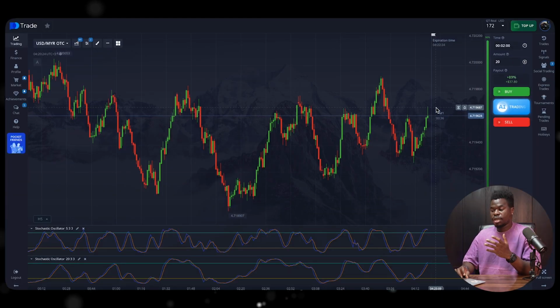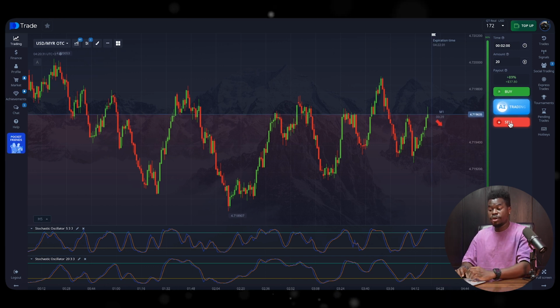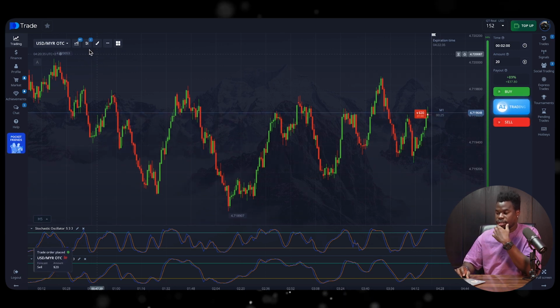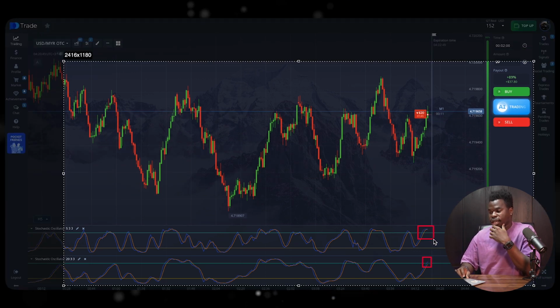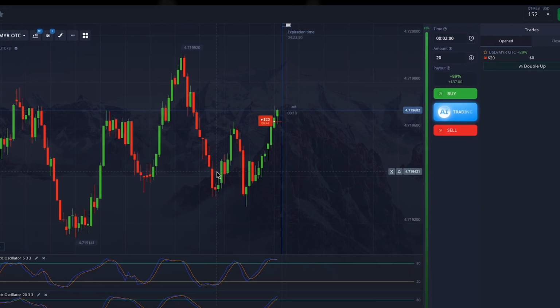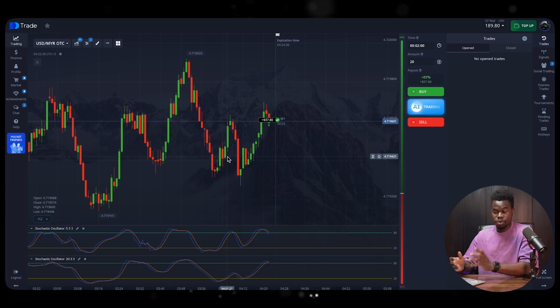Let's continue towards our goal, $200. Analyzing the market, I spot another opportunity on USD MYR and open a downward trade for 2 minutes. Again, the stochastic lines cross, plus a strong resistance level where price has repeatedly reversed. So the trade closes with great profit, although it was quite stressful.